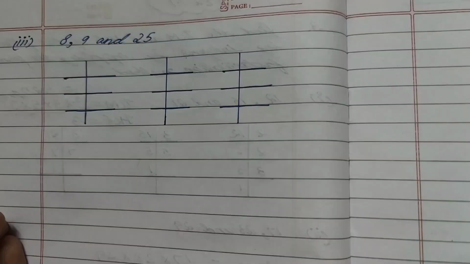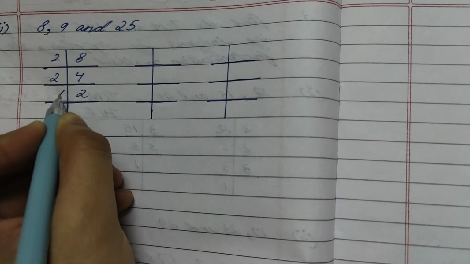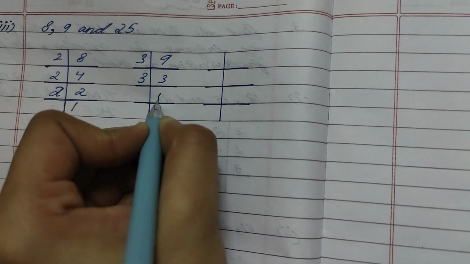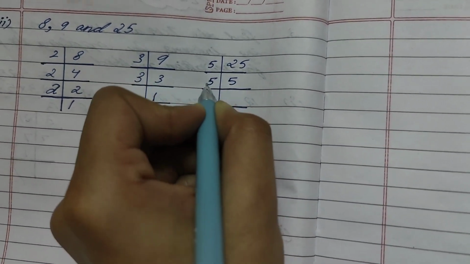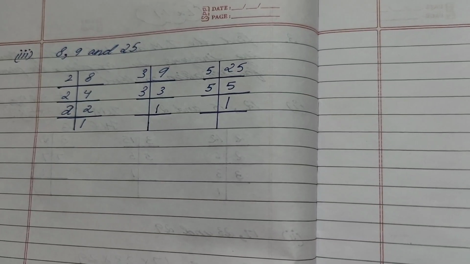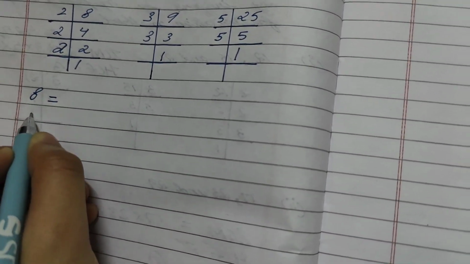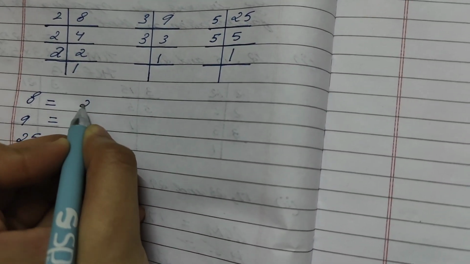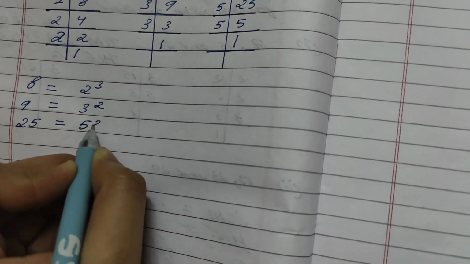Let's move to the third part. For 8 we have 2, 4, 2, 2, and then again 2, 1, and for 9 we have 3, 3, 1. 25 you have this. Now we will take the LCM. Before that we will write 8, 9 and 25. So 8 is equal to 2 cube, 9 is equal to 3 square, 25 is equal to 5 square.